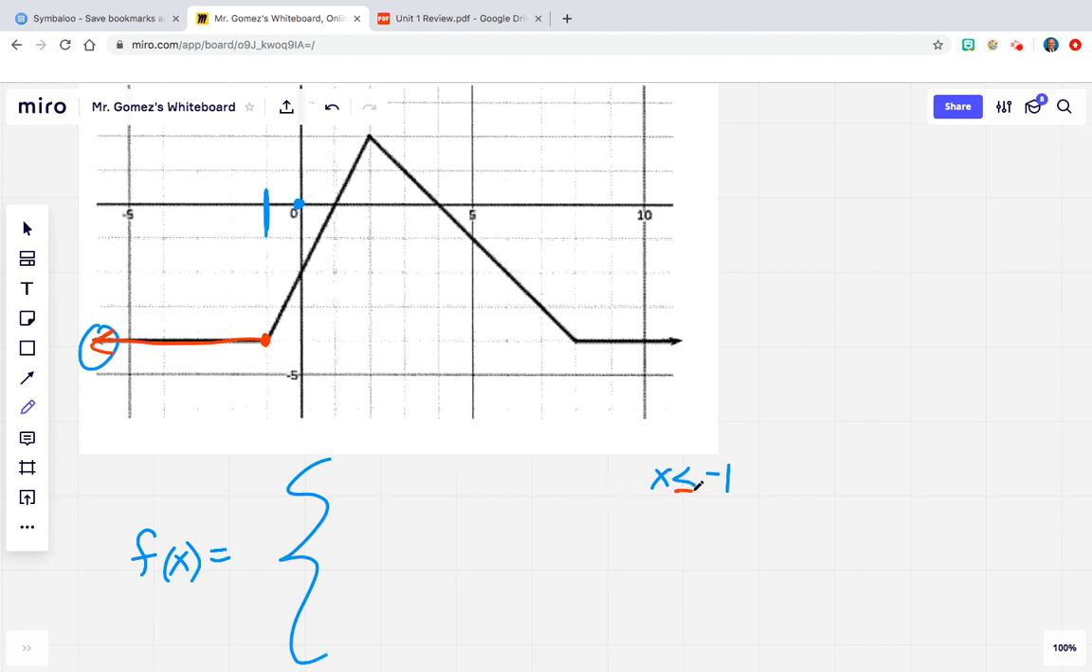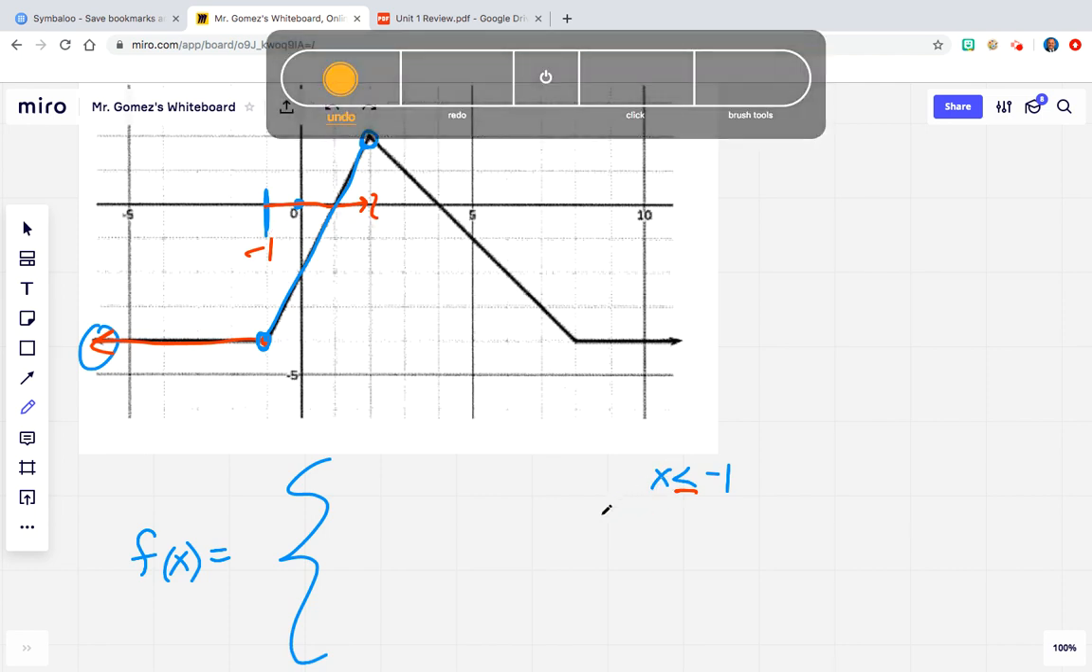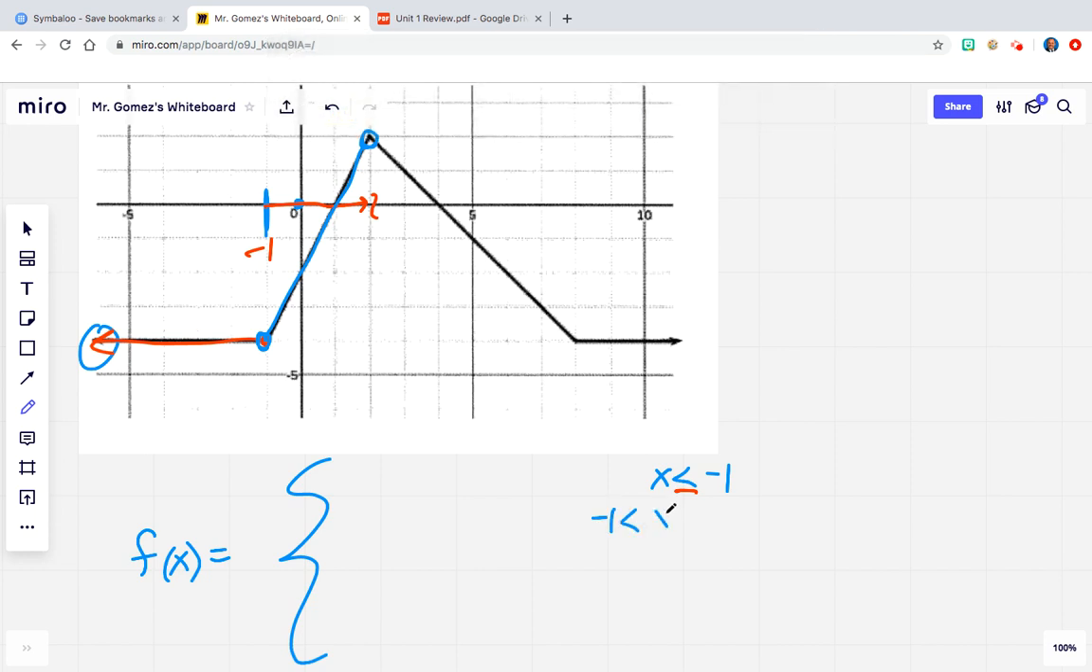So I'm going to put less than or equal to negative 1. Now, from negative 1, this second piece will exist all the way to 2. And what I'm going to do is open both of these, okay? I'm choosing to open it now for this second piece and open it here, which will exist like the following. Between negative 1 all the way to 2, I'm going to say x's that are bigger than negative 1, but less than positive 2. Okay?